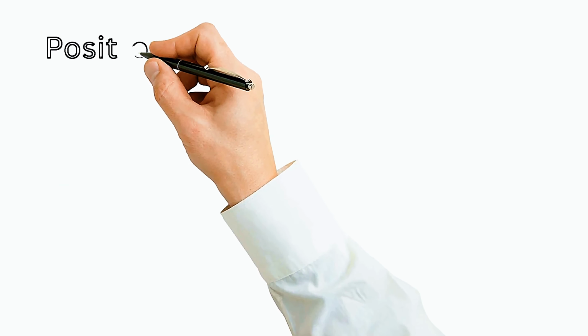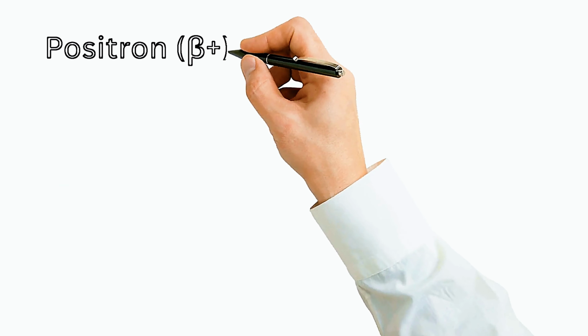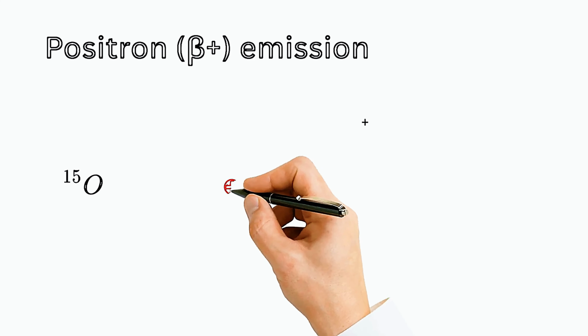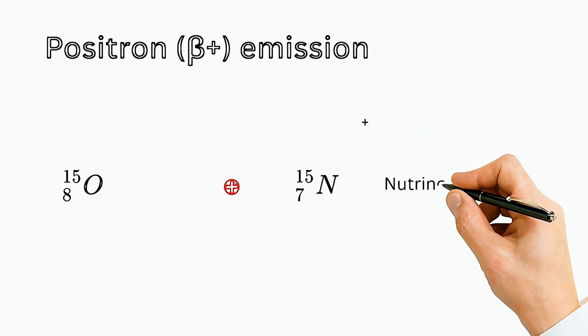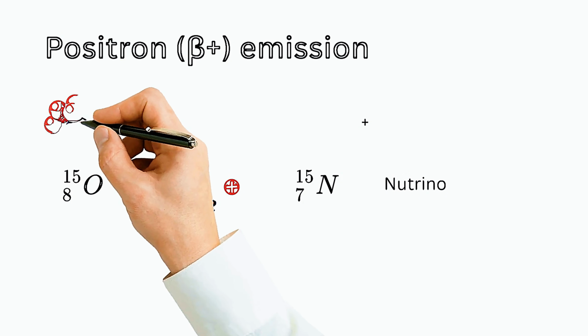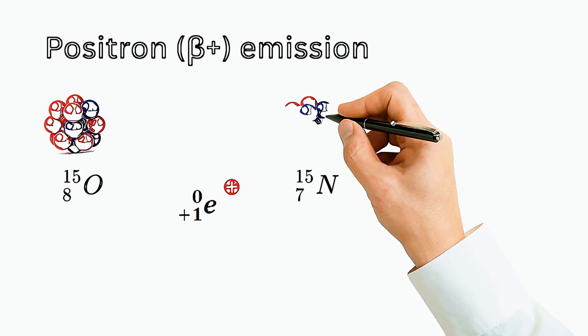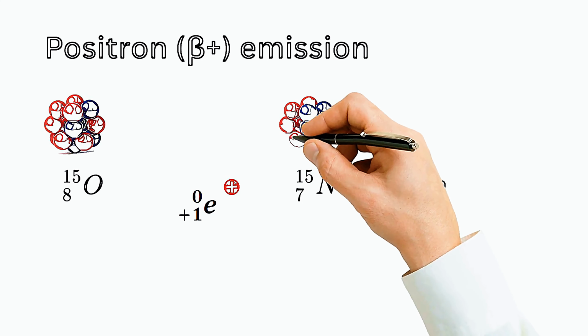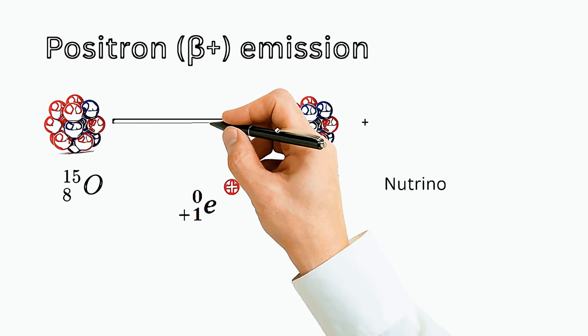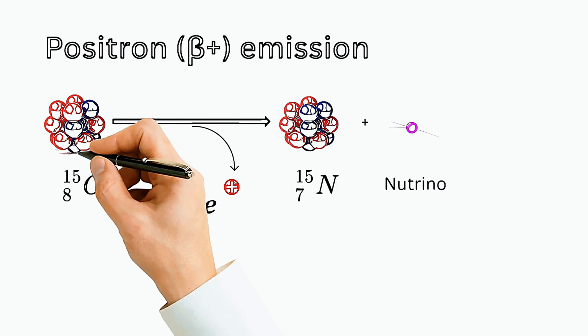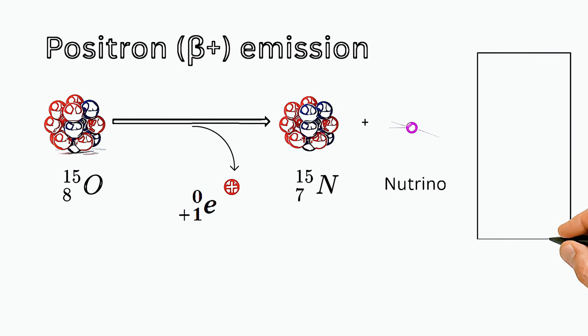Now, positron emission or beta plus decay. In this case, a proton turns into a neutron, emitting a positron and a neutrino. Neutrinos are like antineutrinos, but with opposite properties. They're also tiny, neutral, and almost massless, carrying energy away from the nucleus during decay.